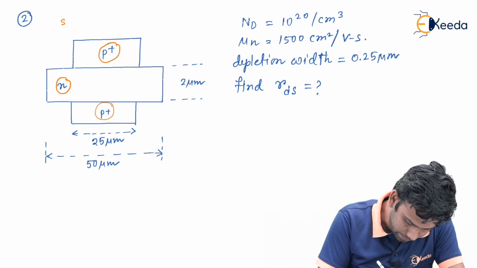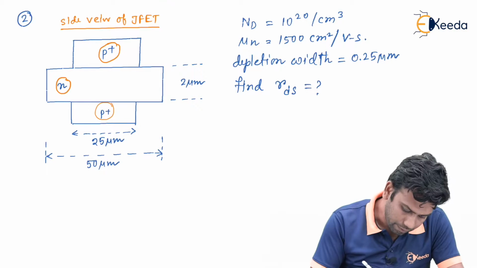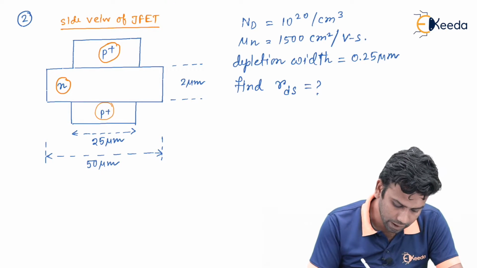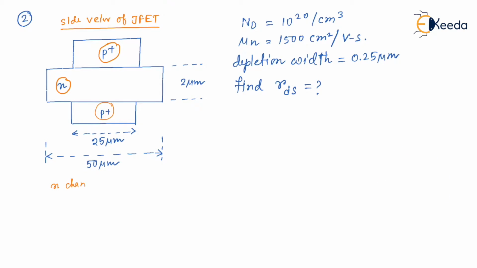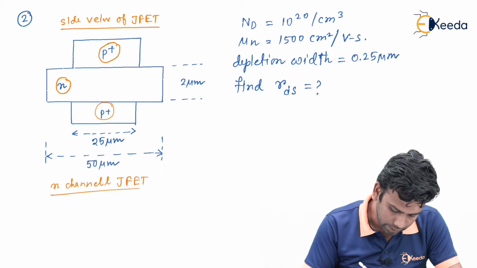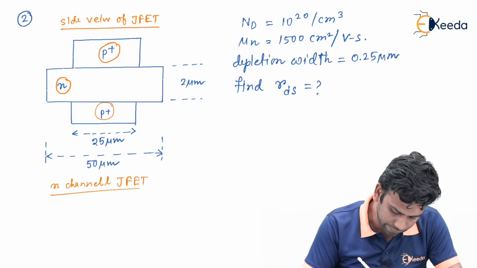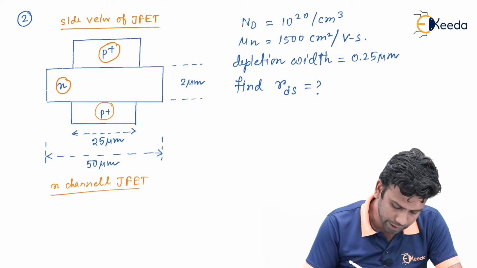So we can write this is the side view of a JFET, where these are the two highly doped P plus regions, and in between there is the channel, which is N type. That means this is an N channel JFET. Now it is given that the width of the P plus region is 25 micrometer and the width of the channel is 50 micrometer.